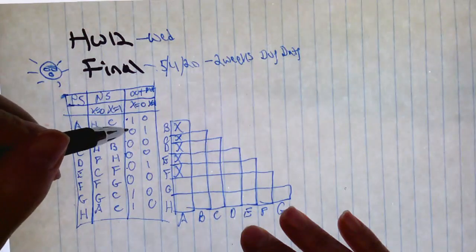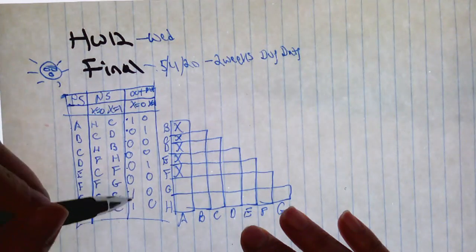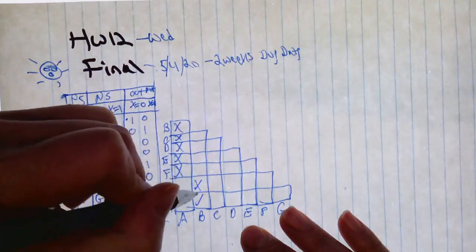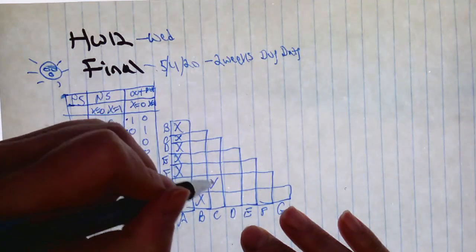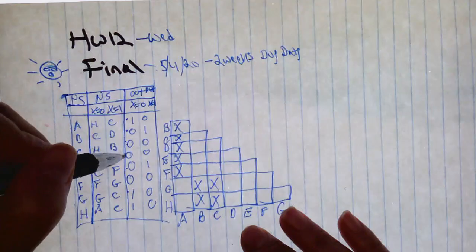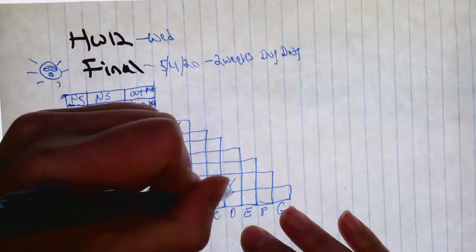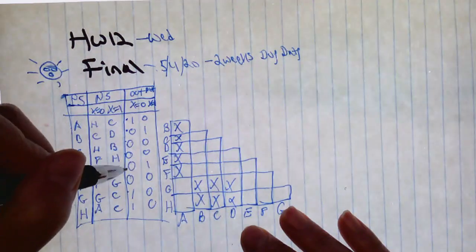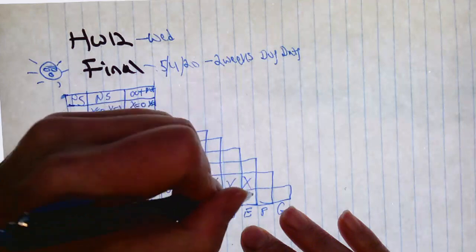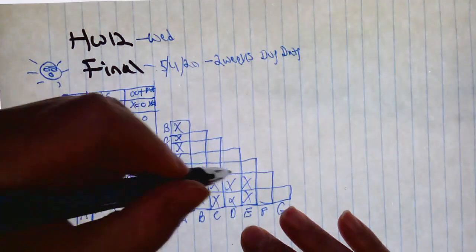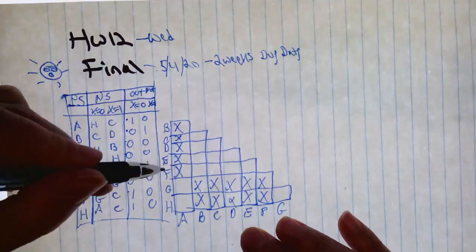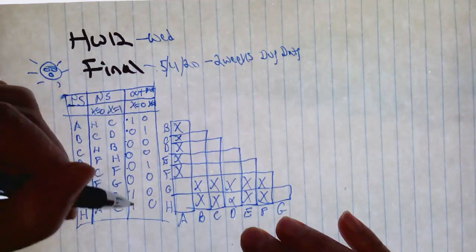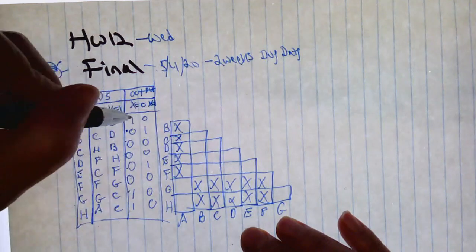We know that B is different from G and H. We know C is different from G and H. And D must be different from G and H. And E is different from G and H. And F is different from G and H. Now we go to the next column, because G can't be different. Might be different from H, but we don't know.